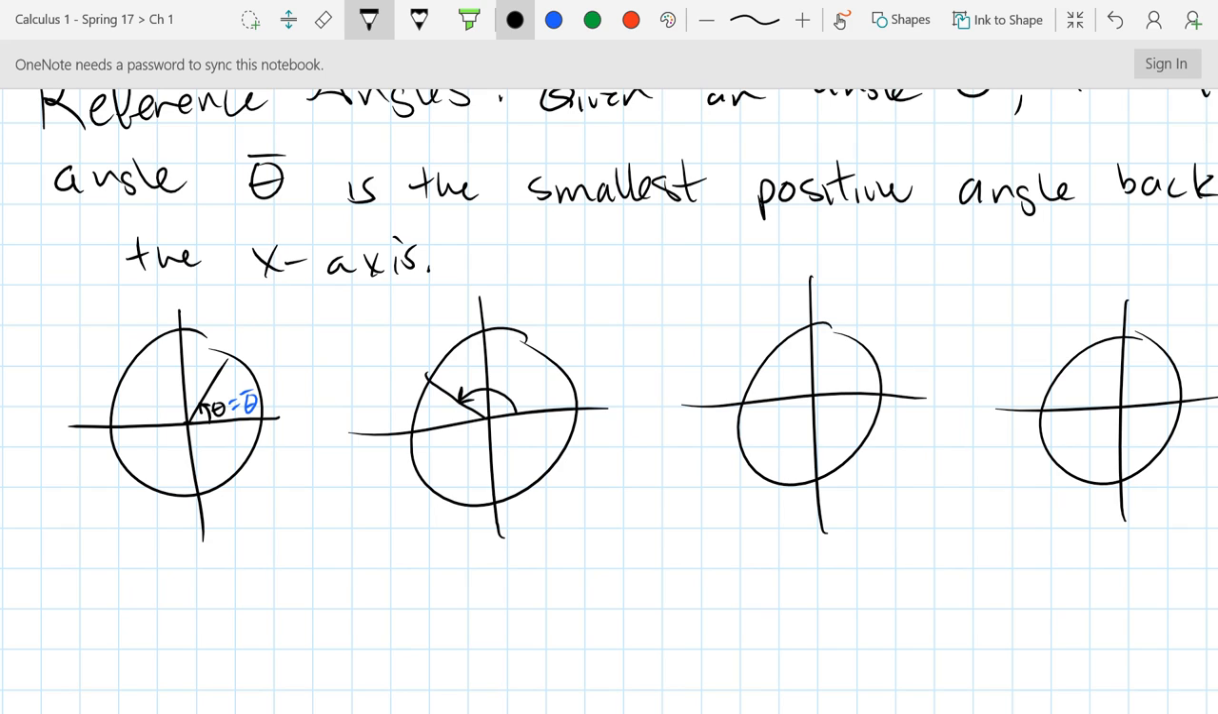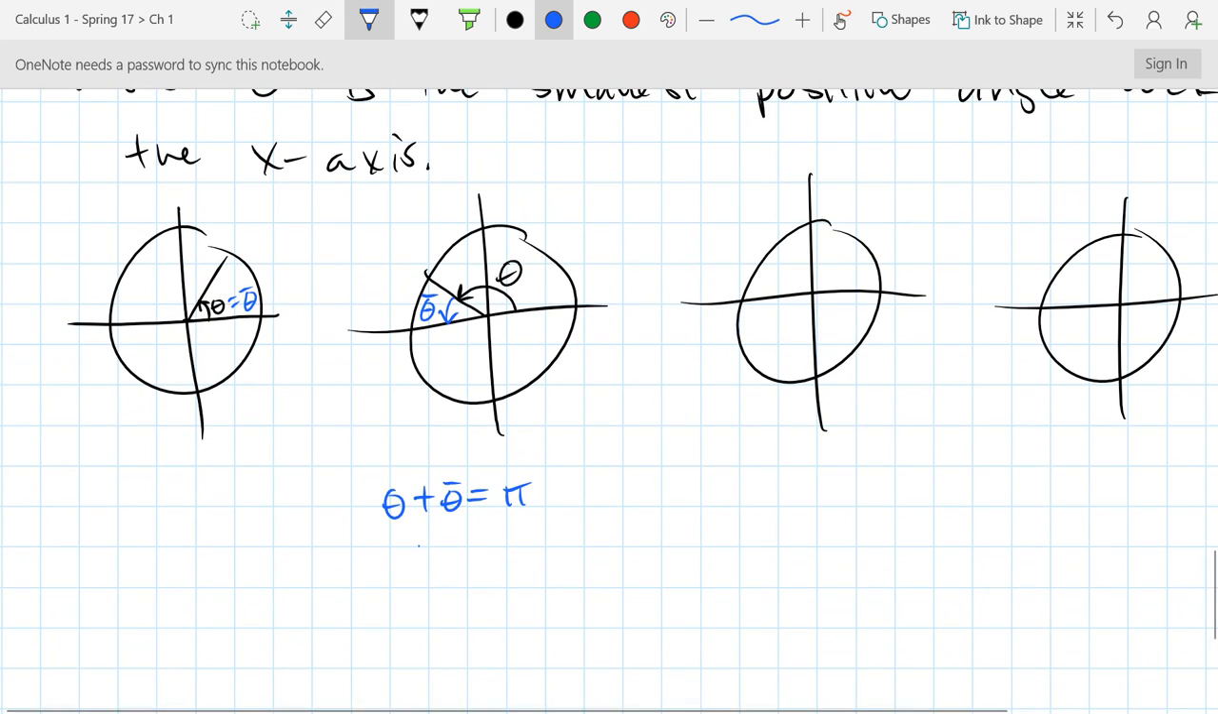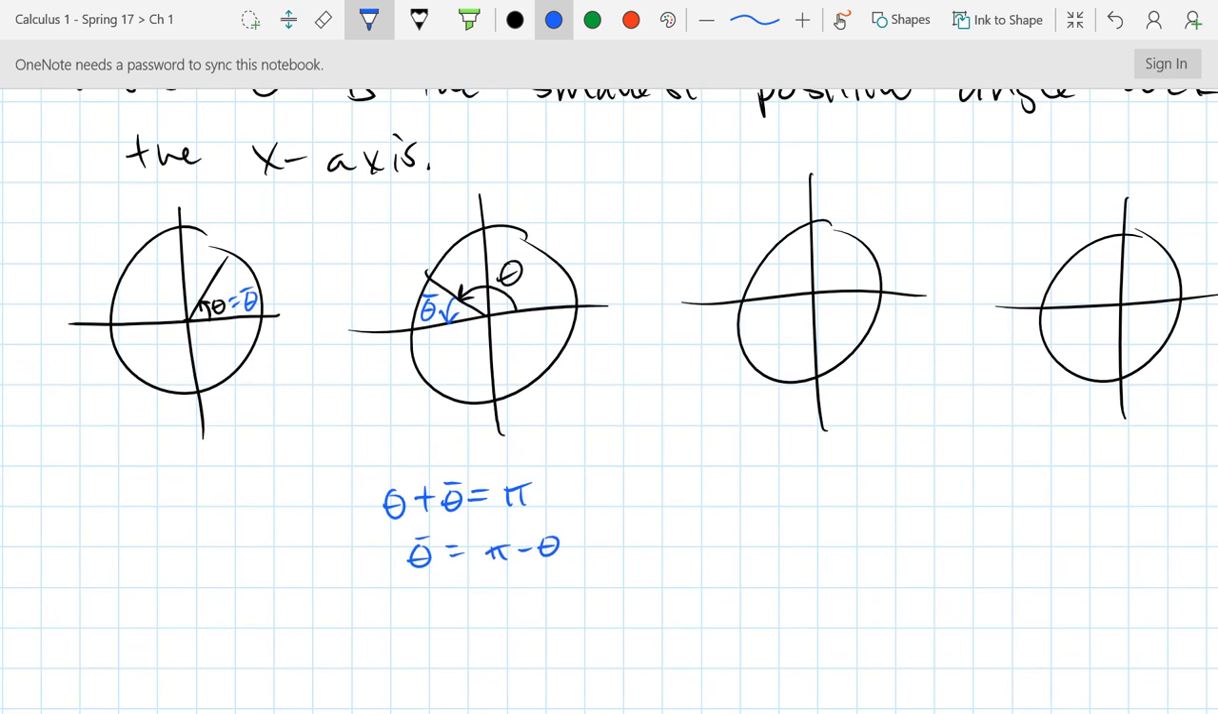So if we're in quadrant 2, there's theta. Theta bar is definitely not theta. There's a much shorter angle to the x-axis. So that angle, in blue, theta bar, is our reference angle in quadrant two. How are theta and theta bar related? What equation can I make that has theta and theta bar in it? What does theta plus theta bar equal? Pi. So this is the intuitive equation, and then you can subtract if you want to solve for theta bar. You get pi minus theta.